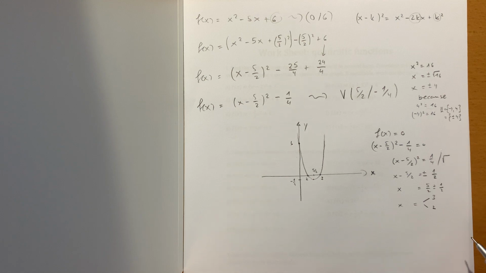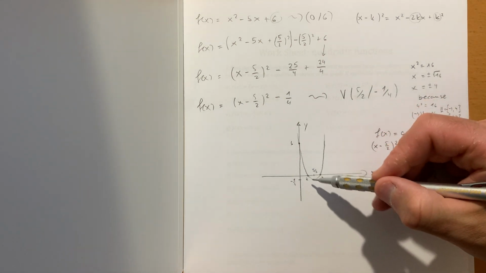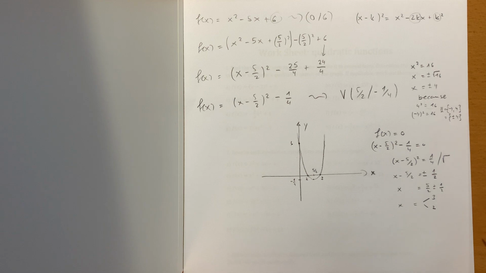So we have quite a few pieces of information. We know quite a few important points of this graph, and that helps us to understand the graph quite well.